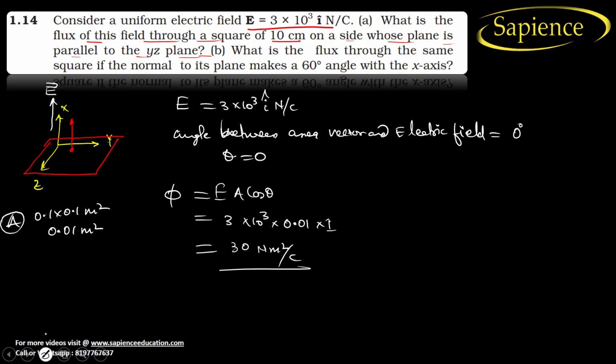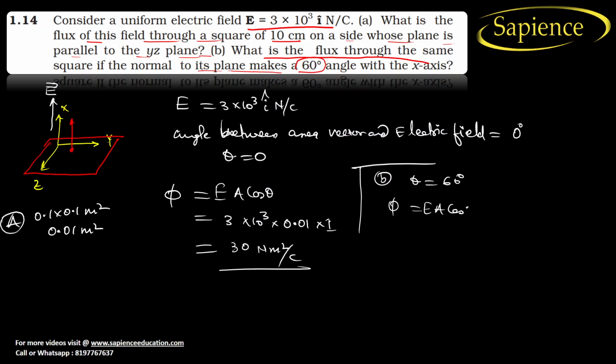Now what they are asking is, what is the flux through the same square if the normal to its plane makes an angle of 60 degrees. So in this second part, theta they have provided is 60 degrees. So what will be the flux? Flux will be equal to EA cos 60 degrees. EA we have already got as 30, into cos 60, which means 1 by 2. So basically flux will be 15 Newton meter square per Coulomb.